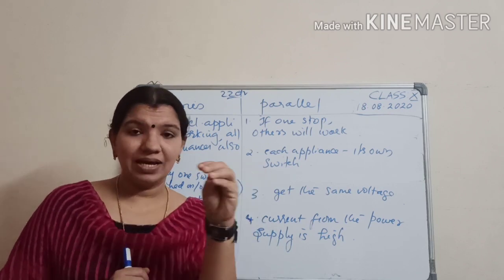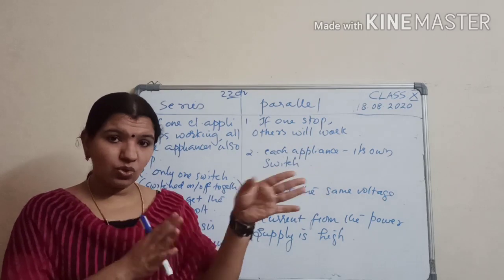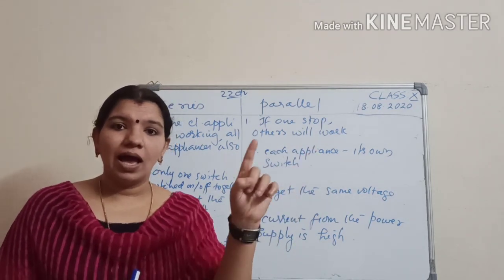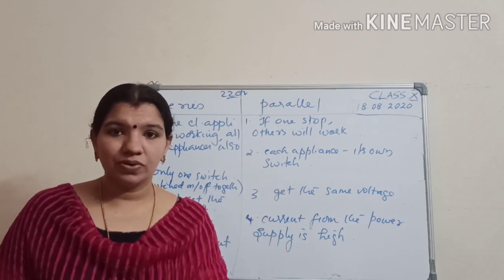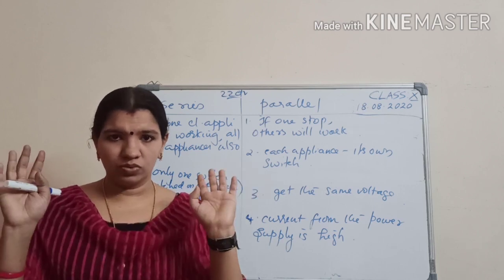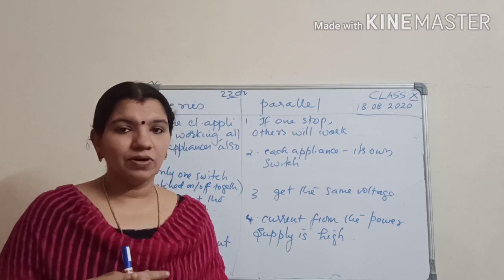Then each appliance can have individual switches. Each appliance can have its own switch, so that if I want to switch on the fan of one room and switch off the light, I can do it. But in series connection, if I switch off the fan, the light goes too. Understand? Everything will go, that means everything is controlled by a single switch in the case of series combination.